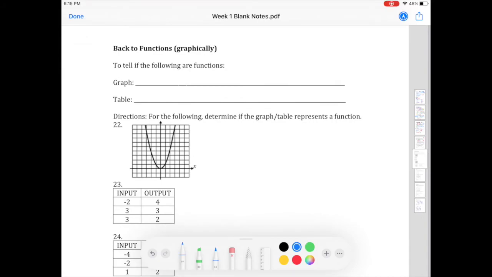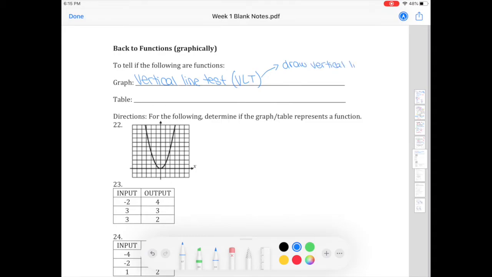So we're flipping right to the next page. Okay, getting into graphic representations of functions. So how to tell if a graph is a function is what we're going to write on this line. So next to the word graph, I want you to write vertical line test. You can also look at it as a VLT.